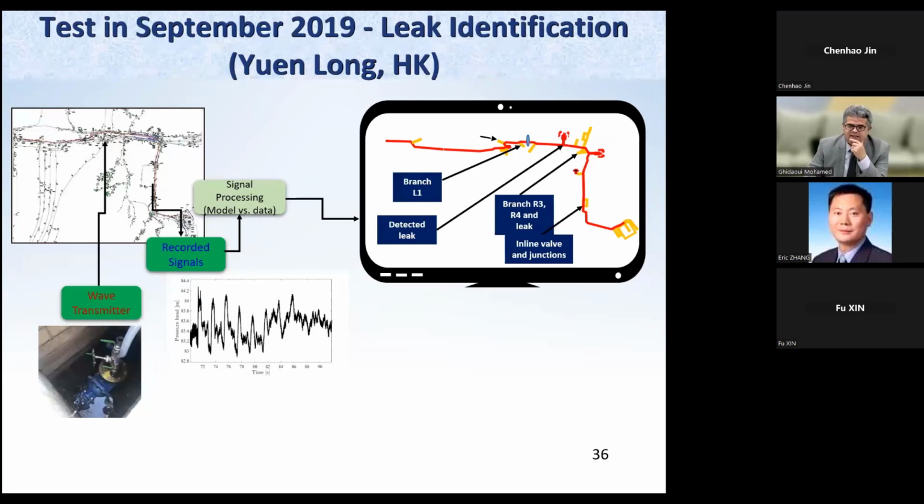This is another test in Yonglong. This is a test where it's quite critical to find out whether a leak really exists or not. We've done it a couple of years ago because it's under, I think, an 8-lane highway, this pipeline, and they really don't want to dig for the sake of digging. They want to make sure that it is in fact there, and these are the results we got from it.